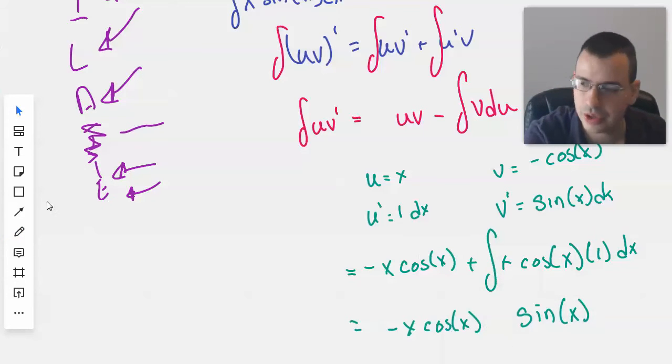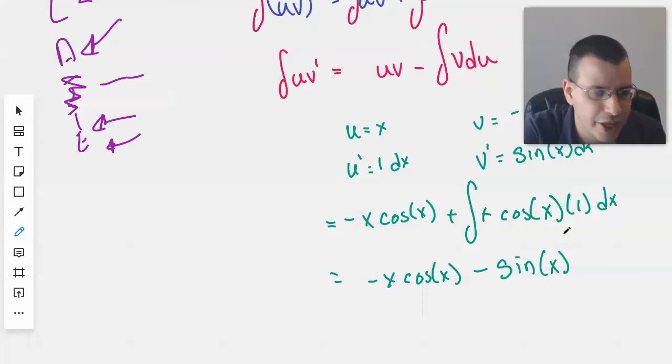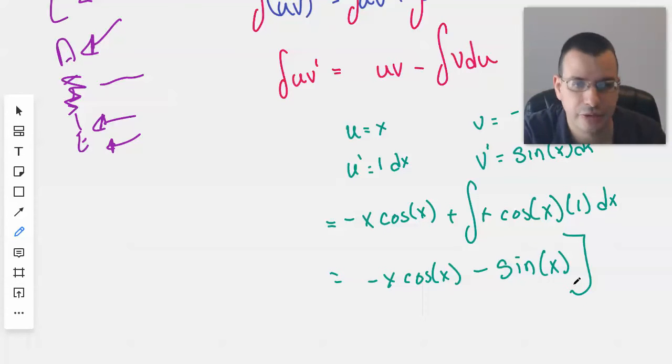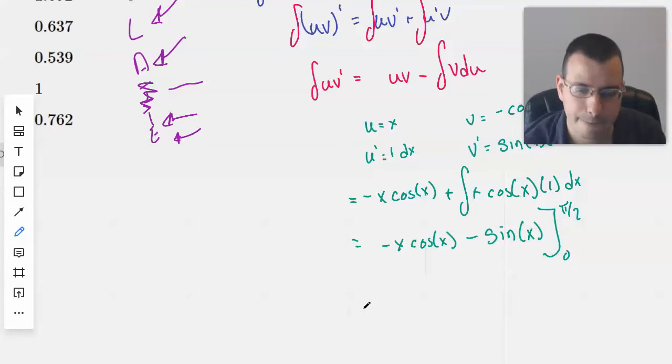Get rid of that real quick. Go back to here. Excellent. Is that right? I think that's right. The integral of cosine of x? Yep. And then we'll evaluate all of this from 0 to pi over 2. Pi over 2. Half a pi. Okay.